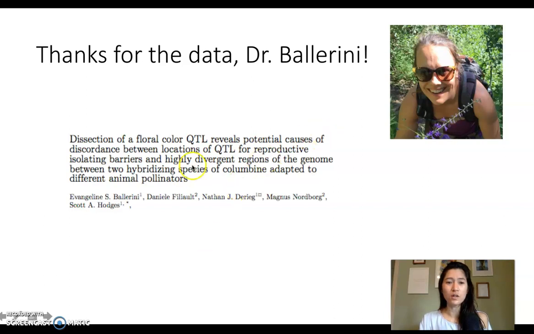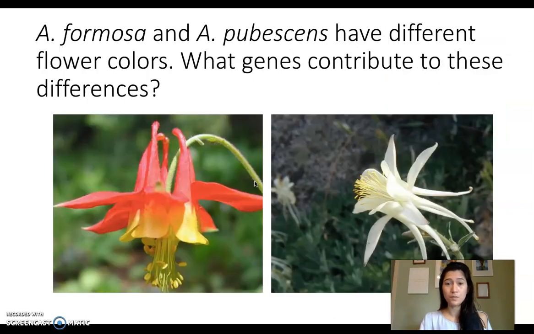And there are a lot of words here that we don't need to worry about, but the gist of it is what they are looking at in this study is highly divergent regions of the genome. So that means regions of the genome, certain markers that are highly genetically different. And specifically, they're comparing two different species of columbine. Columbine is a type of flowering plant. And what's interesting is that these two species are actually adapted to different animal pollinators. So I'll talk a little bit next about how that might be playing a role in how these plants differentiated.